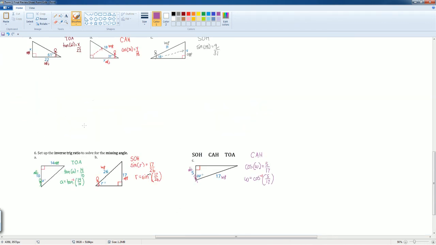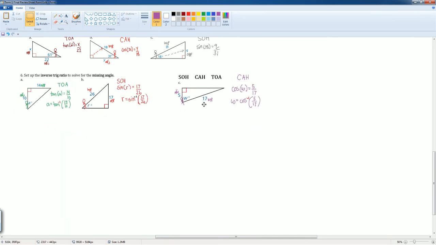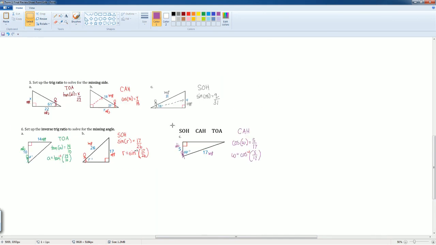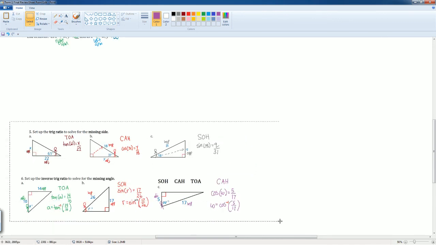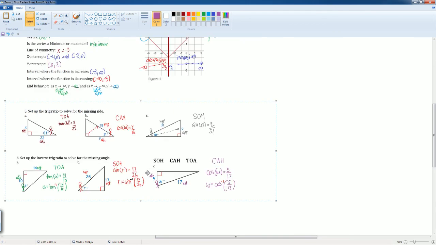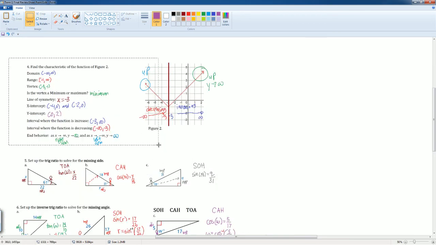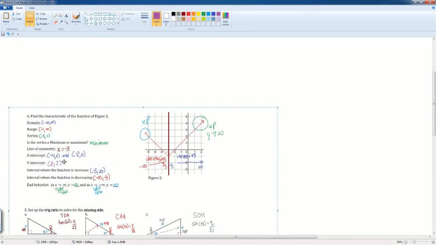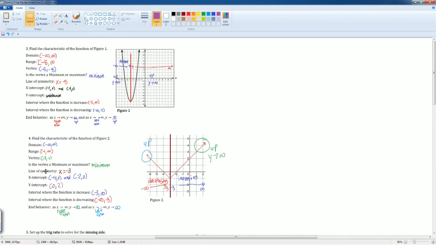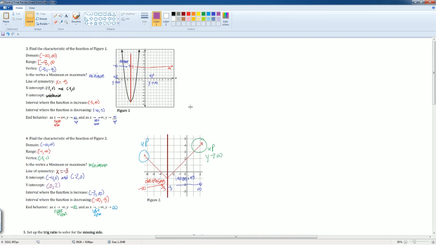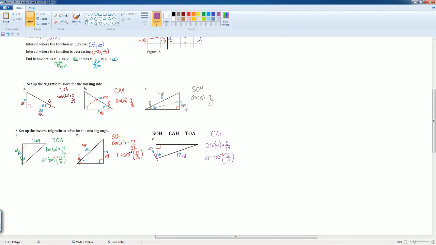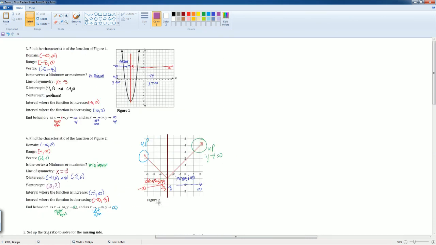So that is how you set up the inverse trig ratios. I can bring that up to show you. And besides that, I can bring this also up to show you how to find the domain and the characteristics of the function. So it should look something like that. All right. So there you go. Those are everything that you need to do for the review sheet for term 1 final. This is just page 2.